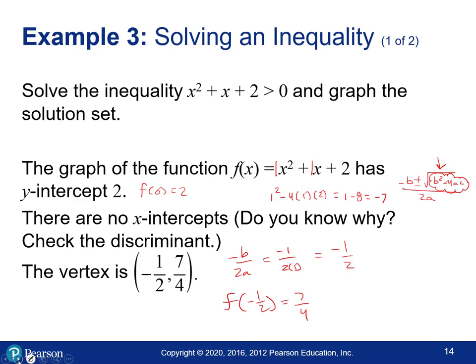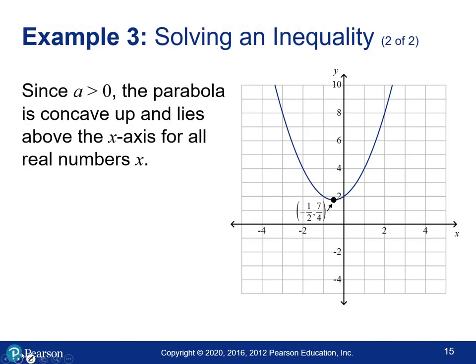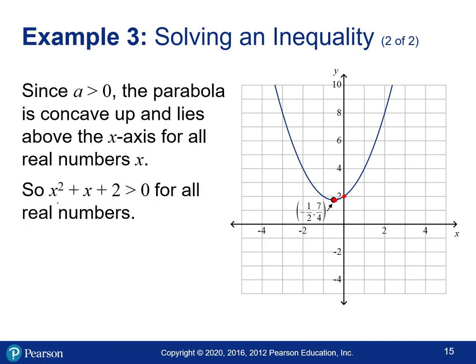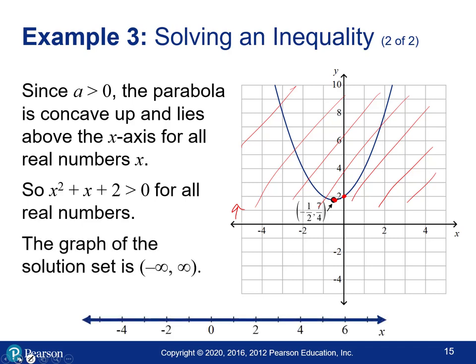So there's our vertex. And then putting that together, take a look at what we have. We have our vertex, we have our single y-intercept right here, but no x-intercepts. And so our inequality greater than 2 is always true. This function, any value for x that you pick, is always above the line y equals 2. And so no choice for x would cause a problem. And so the answer on this one is all real numbers, negative infinity to infinity.